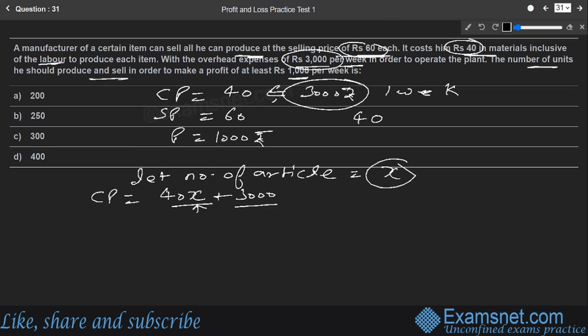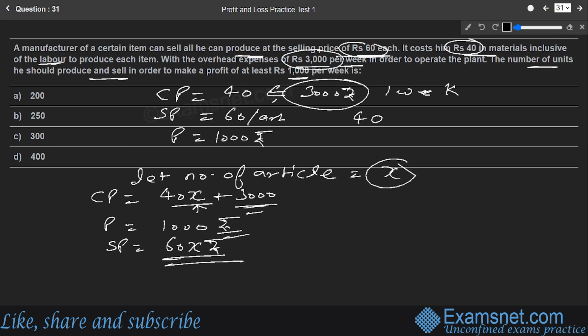What should be the profit value? The profit value is written out to be 1000 rupees. Okay, what is the selling price? If x units are being sold and bought, the selling price rate is 60 rupees per article. So the selling price should be 60 into x, that is 60x rupees, the ultimate selling price. 1000 is the ultimate profit and this is the ultimate cost price.